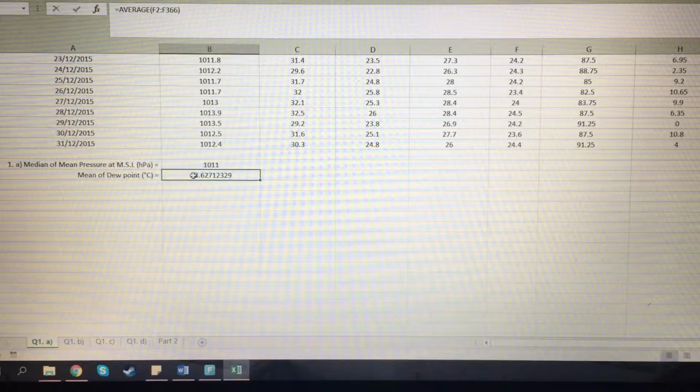To find the mean of dew point, I used the average function and then I highlighted the dew point from January all the way to December, and then I entered and I got this answer.